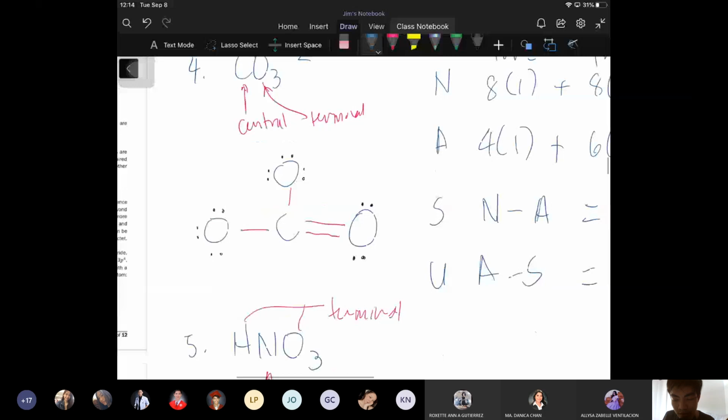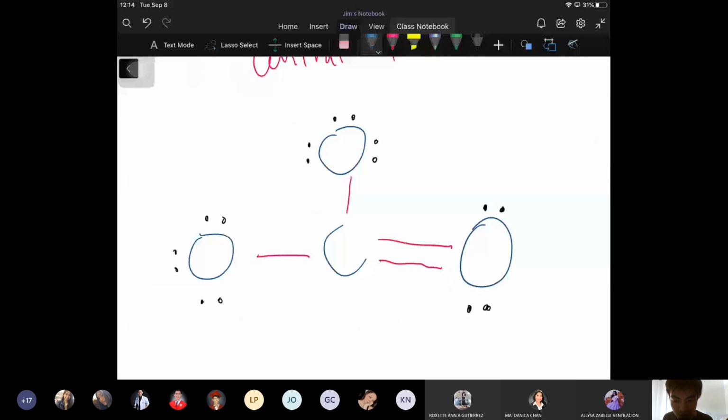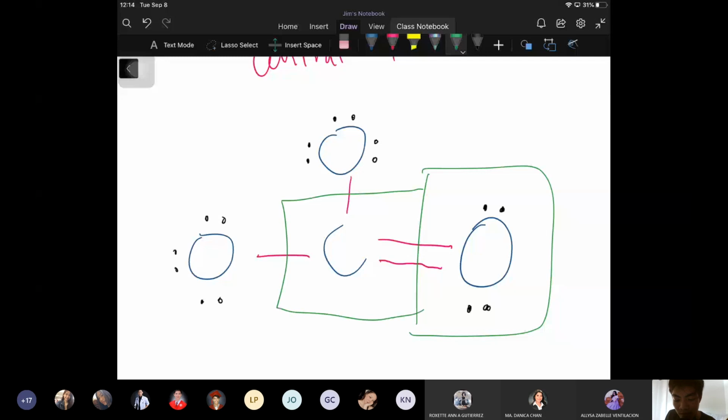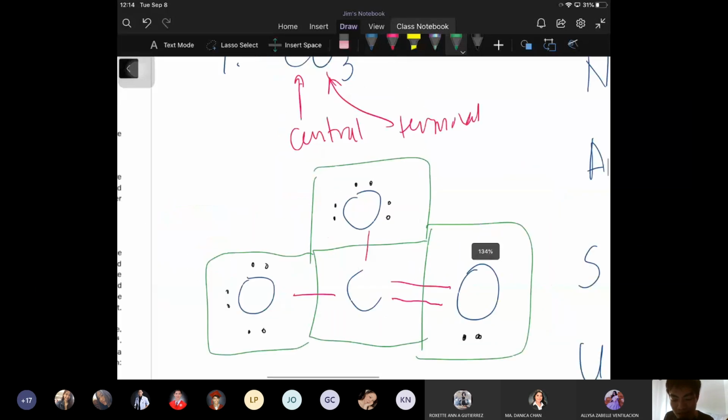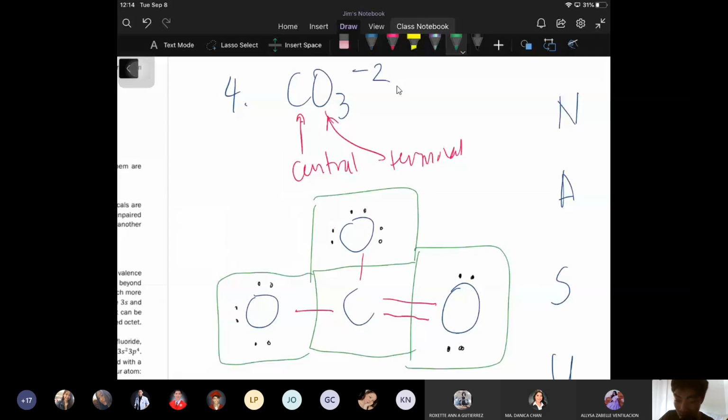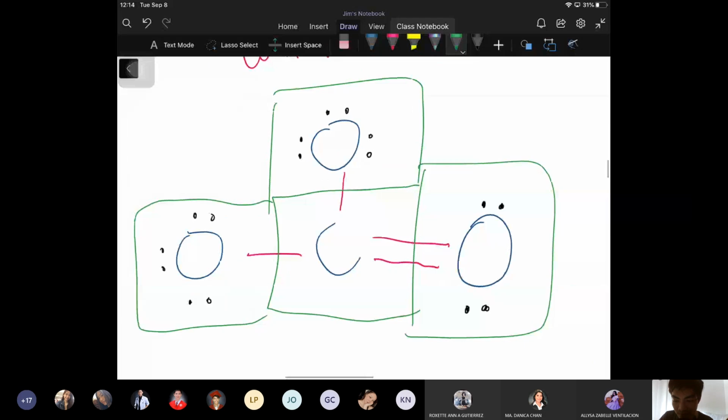I said earlier that the formal charges of the atoms in a molecule, when you add them up, should be equal to the charge of your molecule. So, let's look at carbonate, CO3, negative 2. Where does that negative 2 charge come from? Let's get the formal charge. I'll do this quickly.